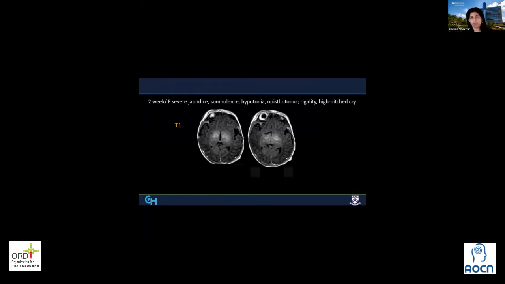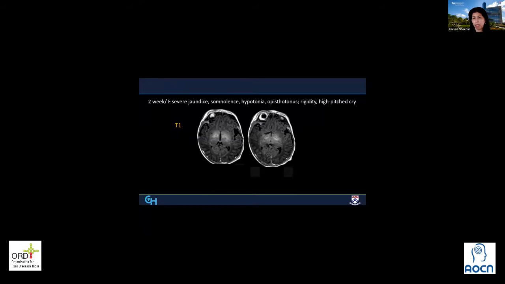Now, this is something which is typically known to most of us, this condition when it is a case of jaundice, unconjugated hyperbilirubinemia, and these symptoms may present with somnolence, hypotonia, opisthotonus, and a very characteristic high-pitched cry.